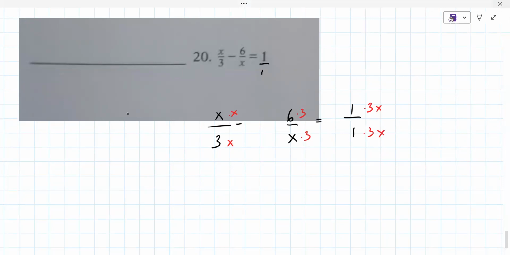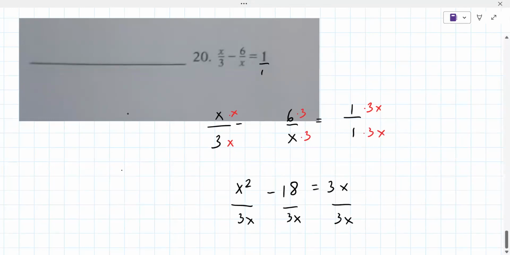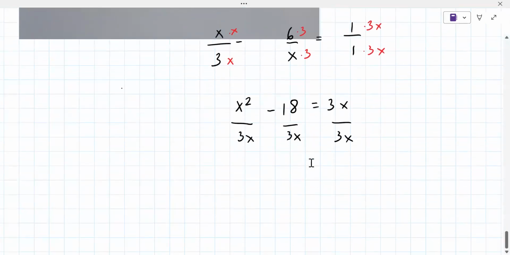So this becomes x squared minus 18 equals 3x over 3x over 3x over 3x. Now, because the bottoms are the same, you can just look at the top. It's kind of a big point, but we're getting here to the end of your class. It is important to know why this is, but we're just going to go with it for right now. So you basically ignore the bottom.